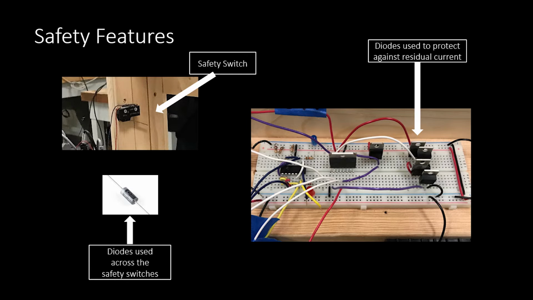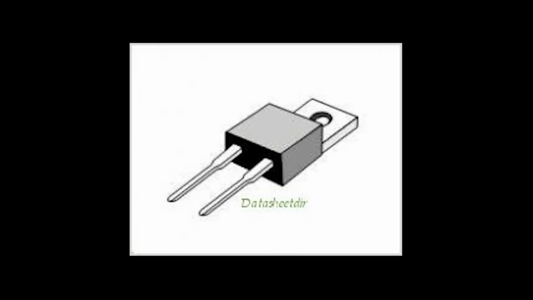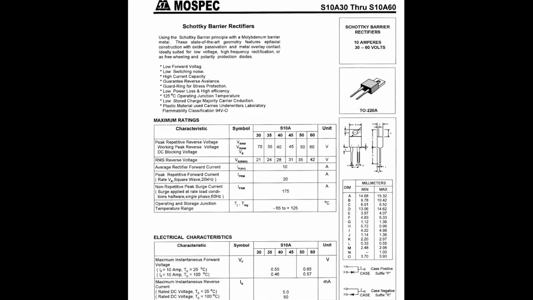The final parts to be discussed are the safety features built into the overall system. As the DC motor reverses polarity, residual current can cause damage to the system. To protect the circuit, 4 diodes are added to allow any residual currents to travel to ground.